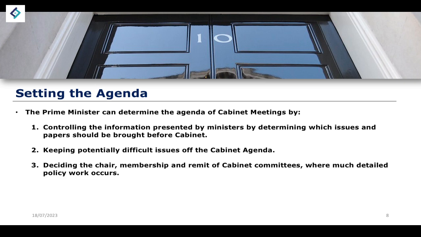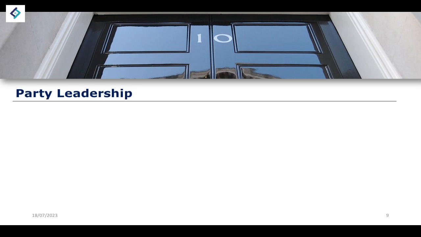Deciding the chair, membership and remit of cabinet committees is another power that the Prime Minister has, and this is important because this is where a lot of the detailed policy discussion occurs, and a lot of the actual setting out of policy, which then should, in a good, efficient system, make its way into legislation and then ultimately pass into law. All of these things are very important powers that the Prime Minister has.